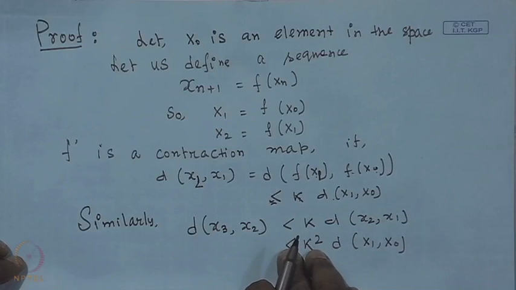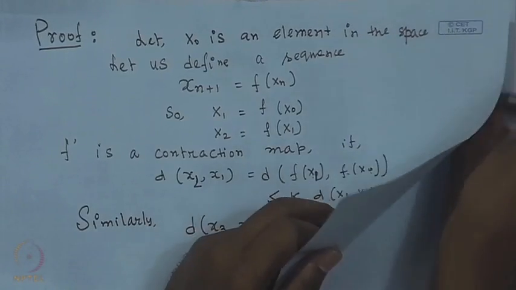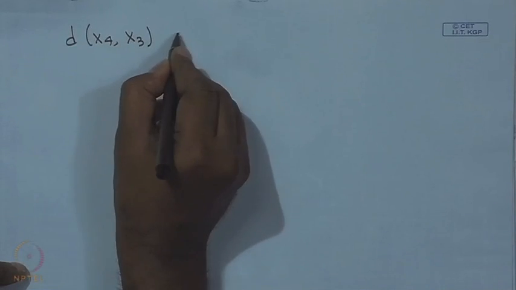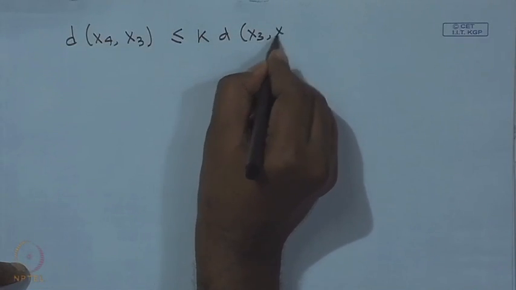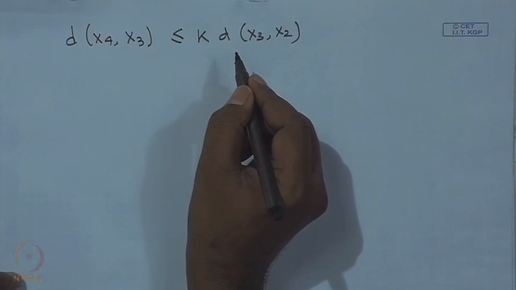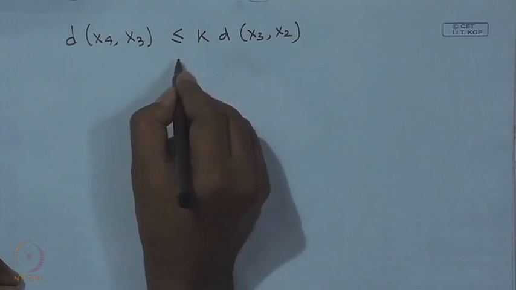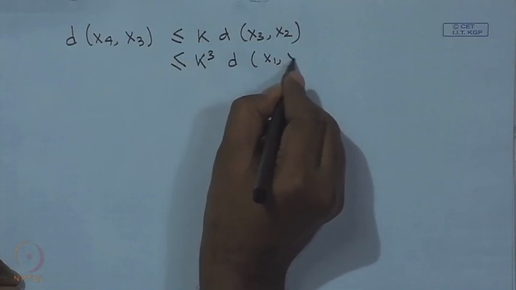With identical logic, we can go to the next step and write that metric between x4 and x3 should be less than k times metric between x3 and x2. We have already proved that metric between x3 and x2 should be less than k square metric between x1 and x0. So, this will be less than k cube metric between x1 and x0.